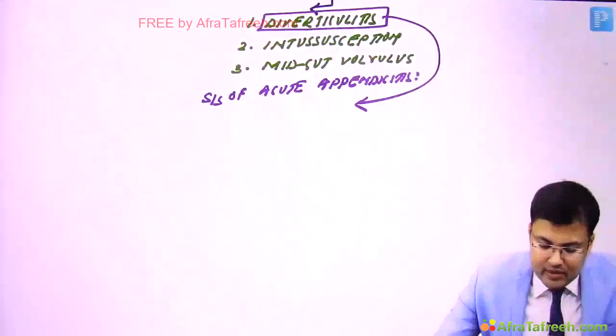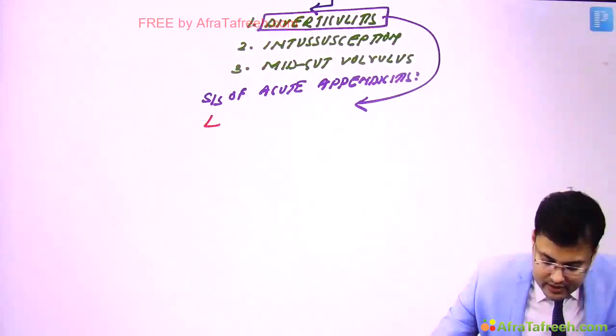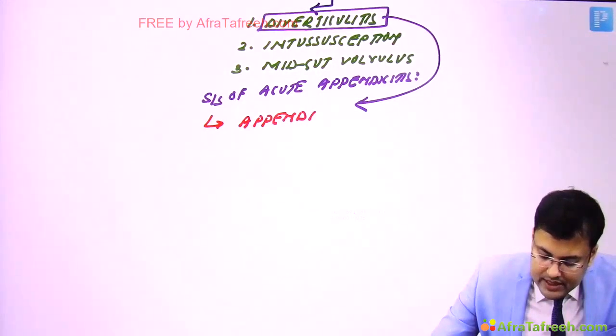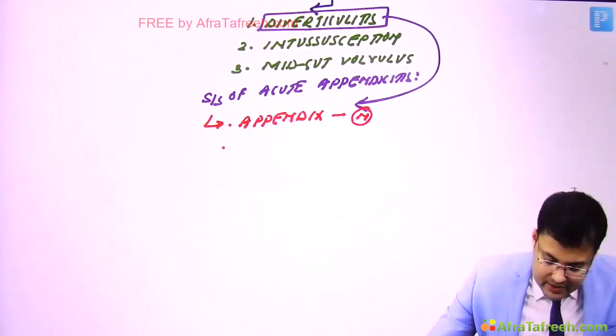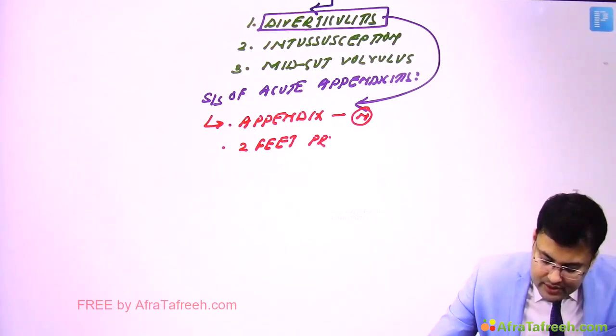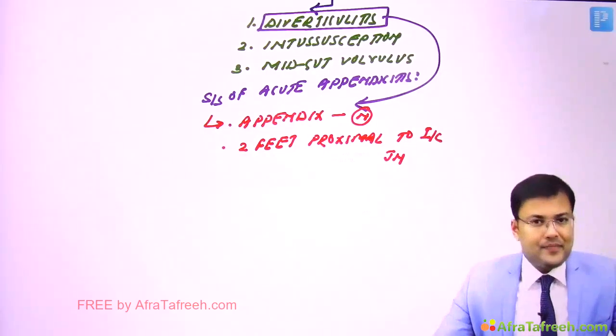Signs and symptoms of acute appendicitis. So here, you perform the surgery, and what's the problem? Appendix appears normal. So how much bowel is examined? At least 2 feet proximal. The bowel 2 feet proximal to the IC junction. So this complete length of ileum is examined.